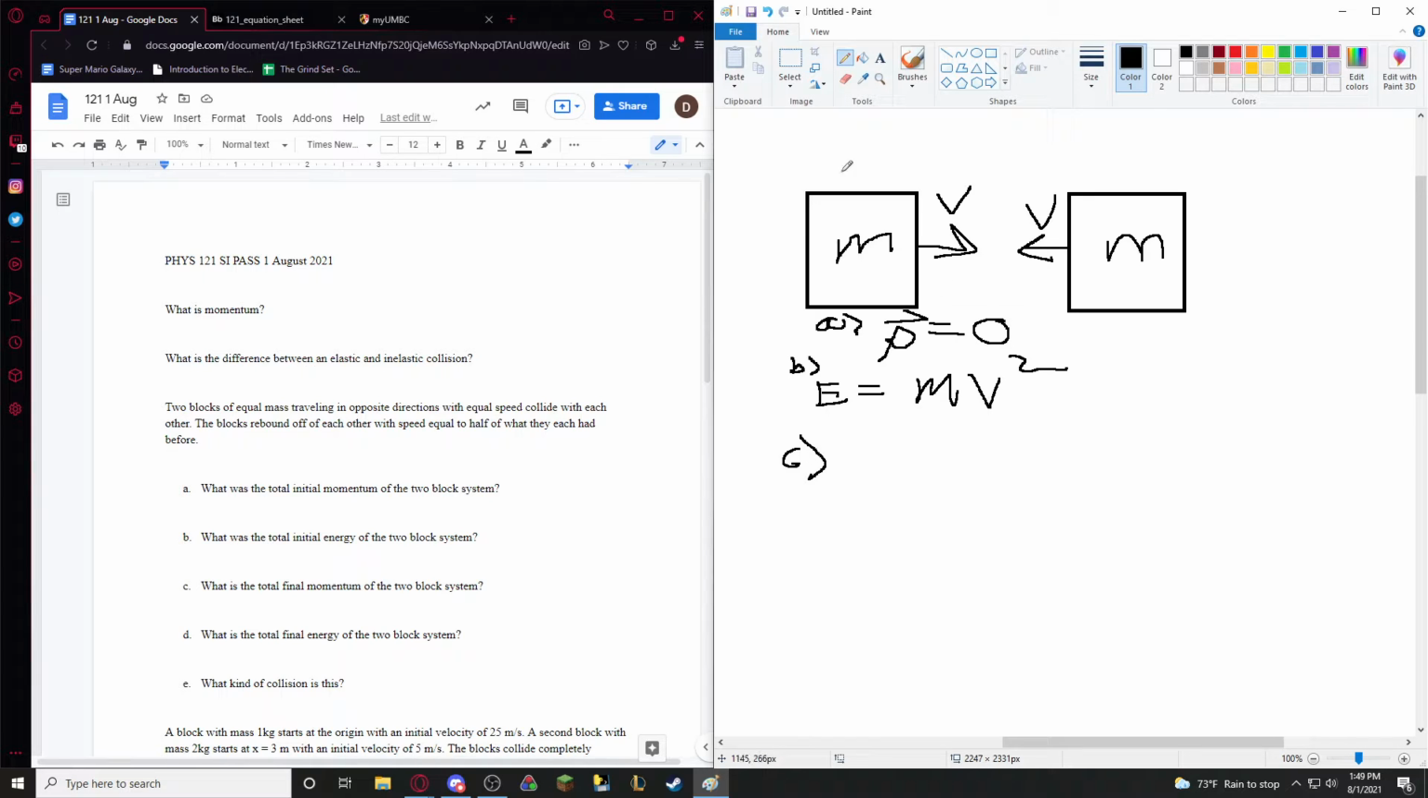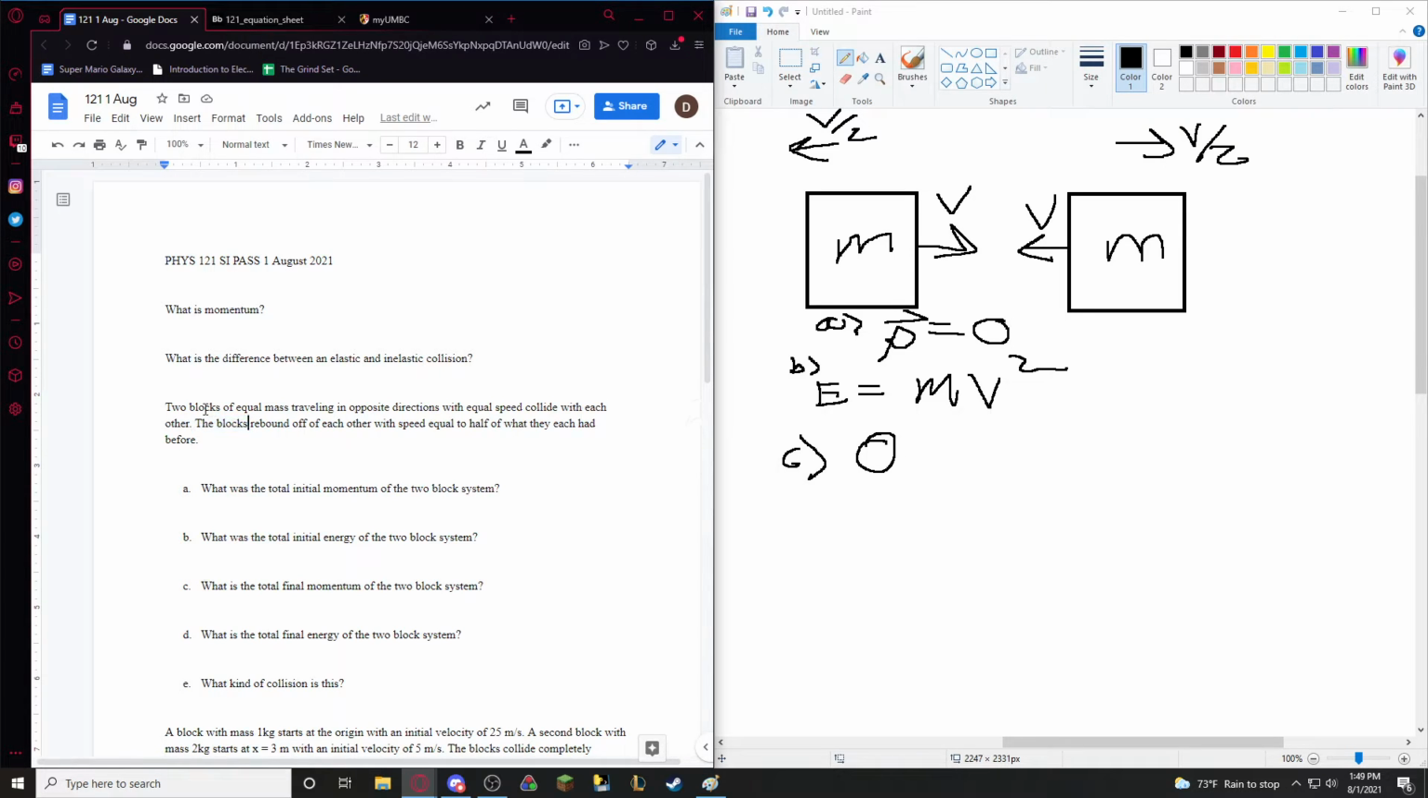Essentially, they collide and then they travel away from each other with v over 2. If you were to actually calculate the momentum, the velocities are still opposite to one another, so the momentum would be 0. And how would you calculate that it would be v over 2? Well, what we're saying here is the blocks are rebounding off each other with speed equal to half of what they had before. Okay, nice.